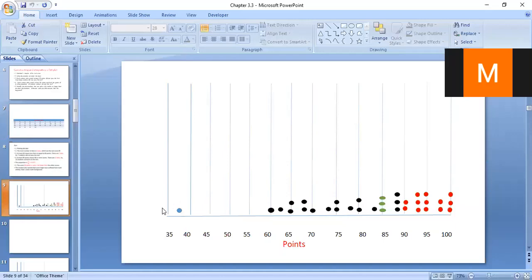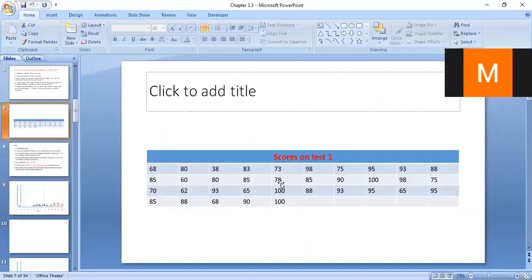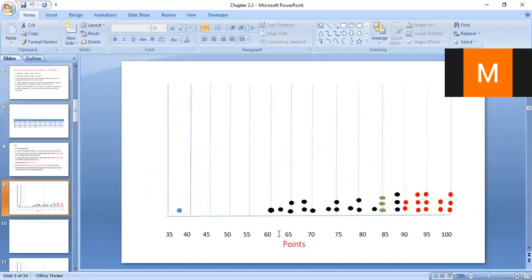This is how to create the dot plot. You count how many people have the score, and then you put it on the table. If 1 person, you put 1 dot. And this is how to create the dot plot. Any questions about this dot plot?